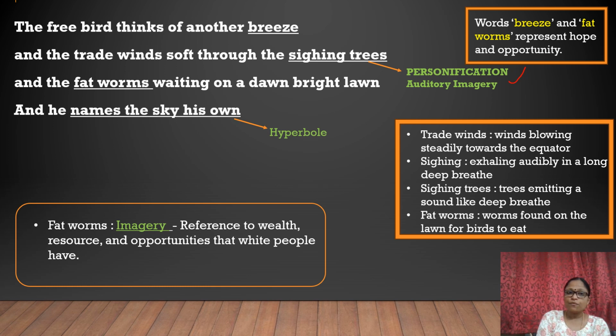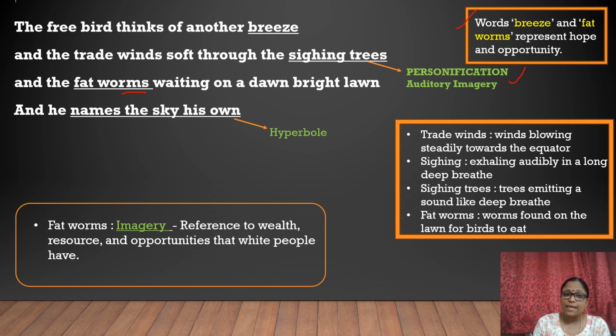And what does the bird think of? The second point, fat worms. Fat worms here refers to the wealth, resources and opportunities that the white Americans had. They were privileged to have all this. That means it has a choice of food, whereas the caged bird is limited. Waiting on a dawn bright lawn means that wherever it goes, it can have the freedom. Fat worms refers to wealth, resources and opportunities that the white people have. The words breeze and fat worms represent hope and opportunity as well.